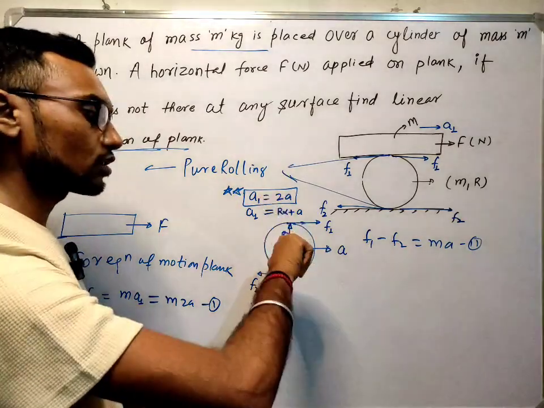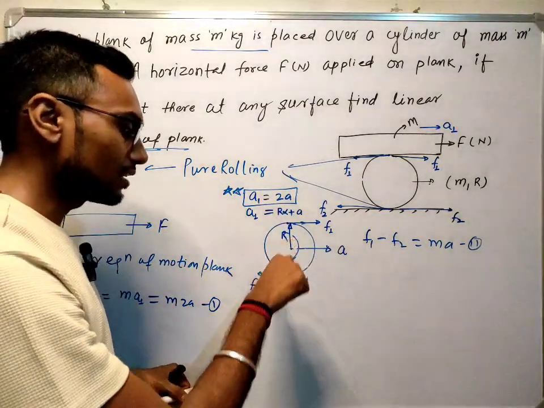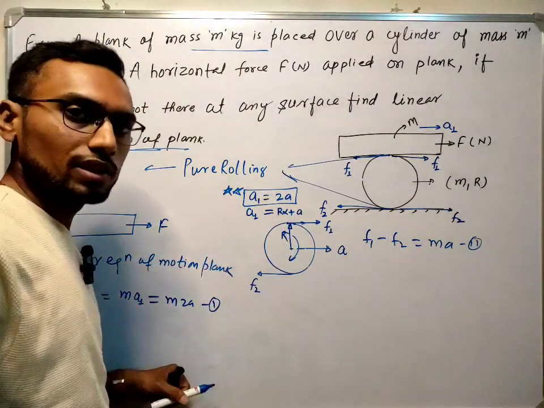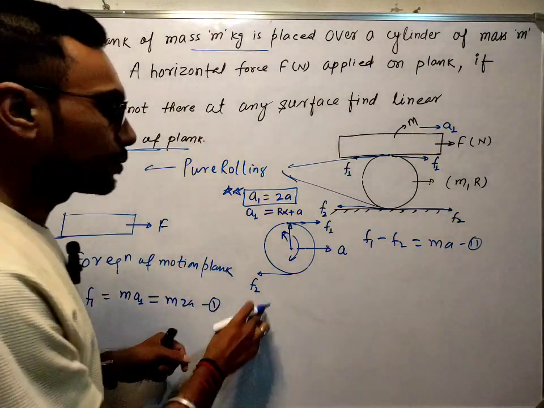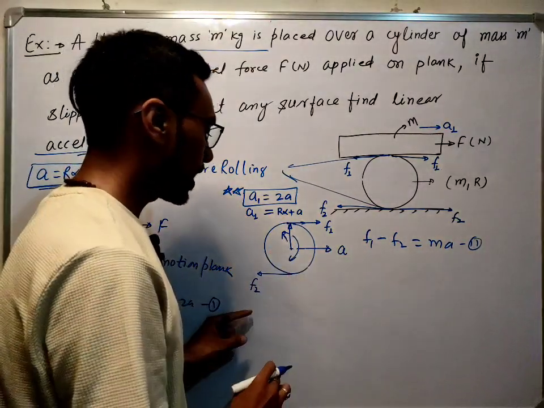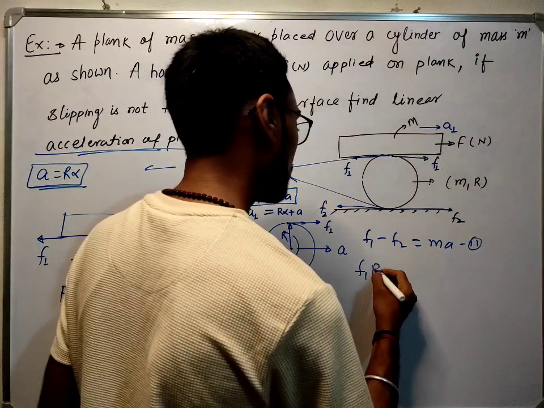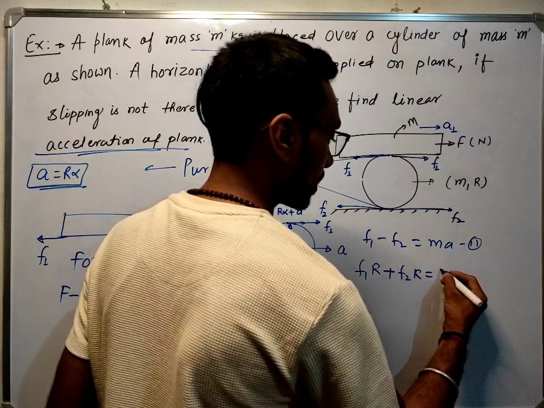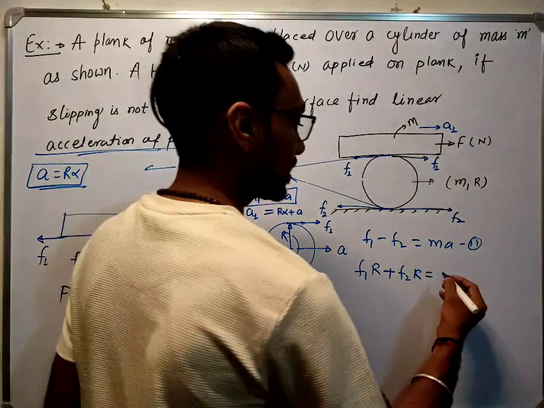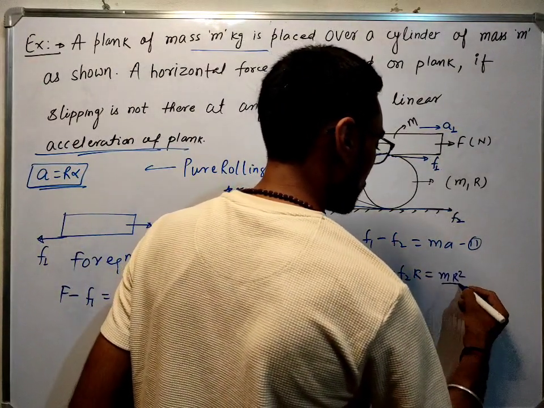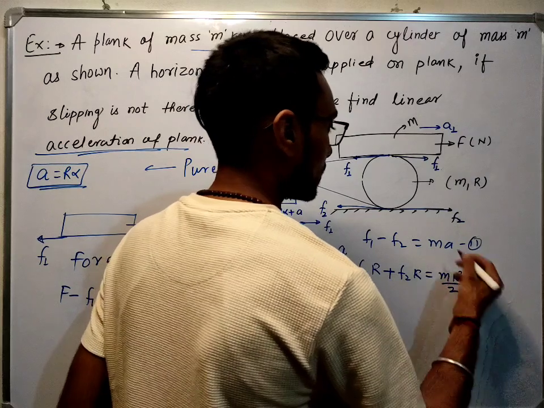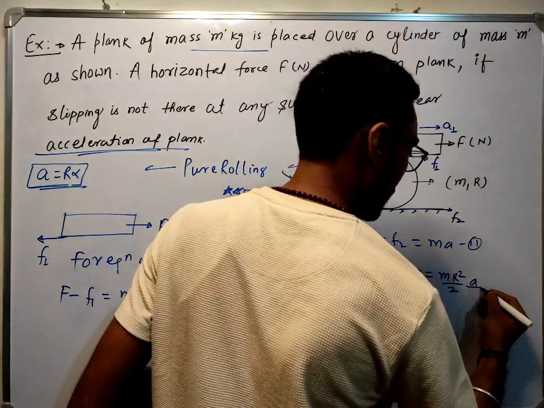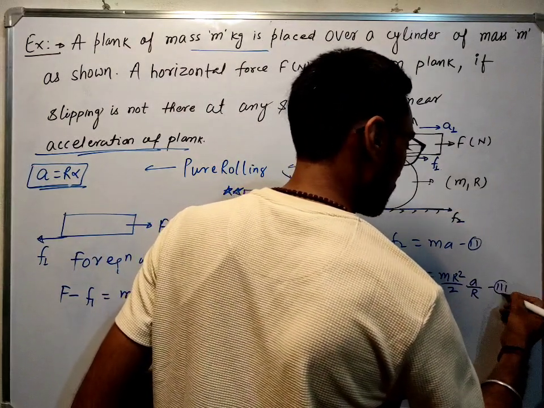So when we perform r cross F, the direction of torque is inside the plane, inside the board. Same in the case of F2, the direction of torque is going inside the plane, inside the board. So both are in the same sense, so we can simply add them. We can write F1 r plus F2 r equals I alpha. So I of the solid cylinder can be written as mr square by 2, into alpha. Now alpha for this can be written as a by r. This is equation number 3.